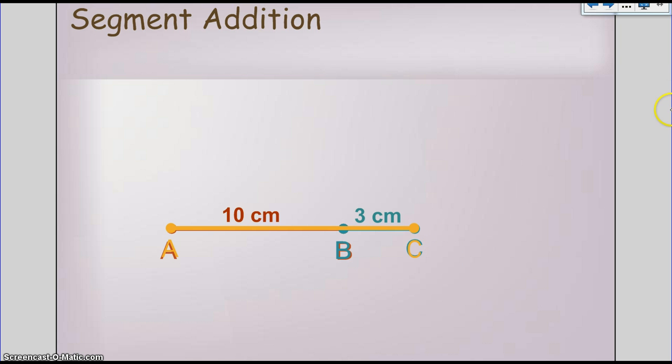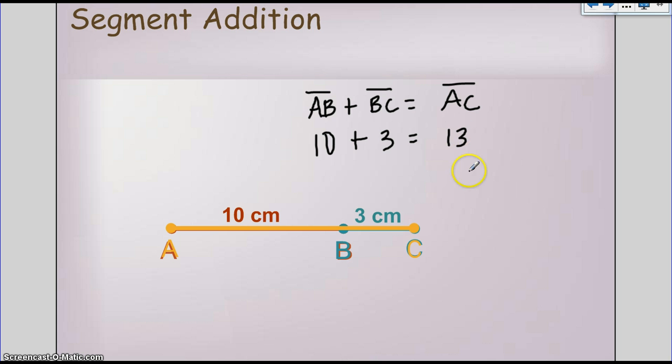Now what does that actually look like when I write it out? Well, I knew that I had to do AB plus BC gave me the whole thing, right? Then I knew that AB was 10, and I know that BC is 3, and then I did 10 plus 3 gave me 13. Now I know that AC is 13.